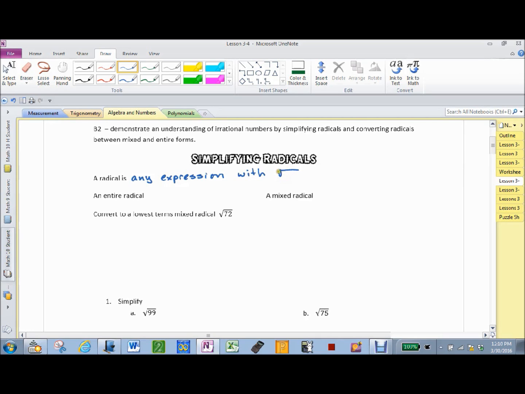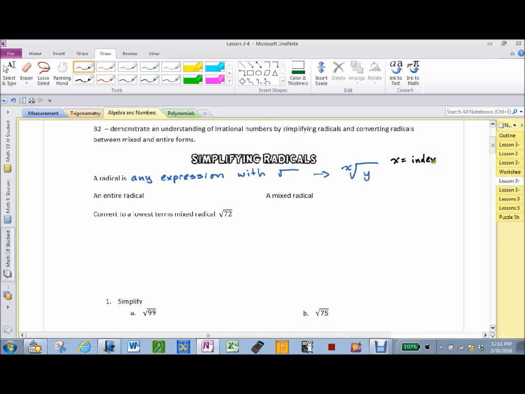Yes? I told you the names of those yesterday. We're going to rewrite them today. What it officially looks like is this. X, because we can have any number there, and Y, because we can take a root of any number. Everybody cool? Does anybody remember what the X is called? I told you yesterday. Index.